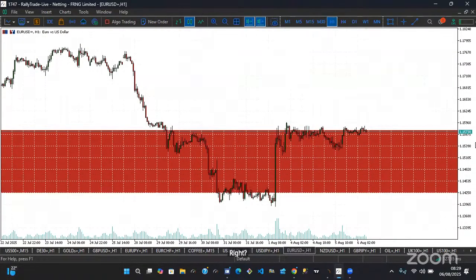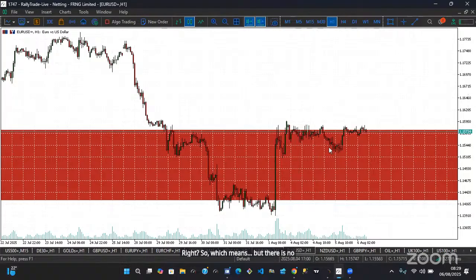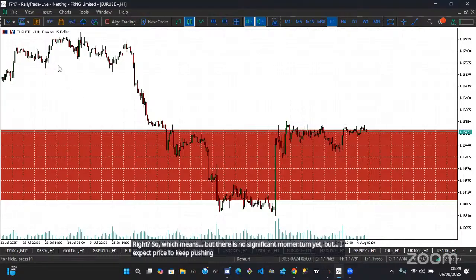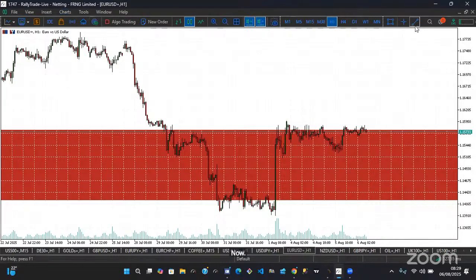So which means, there is no significant momentum yet, but I expect price to keep pushing to the upside. Now, worst case scenario is that price might want to return back to this level before pushing up, just like our USDJPY, right? But in the long run, we expect euro dollar to be bullish. We expect it to be bullish. That's it, all right?